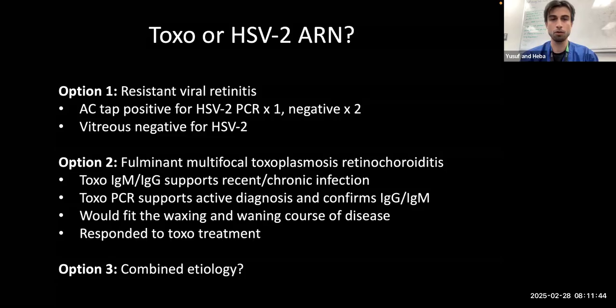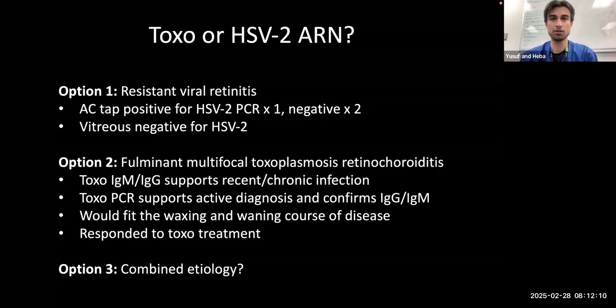What we think was really the case was that the patient had fulminant multifocal toxoplasmosis, and the IgM and the IgG certainly supported this diagnosis. The IgM corresponds to a recent or active infection, the IgG to a chronic infection. And then the serologies were supported by the toxo aqueous PCR. The patient also responded extremely well to treatment. So I think that kind of gave us diagnostic certainty.